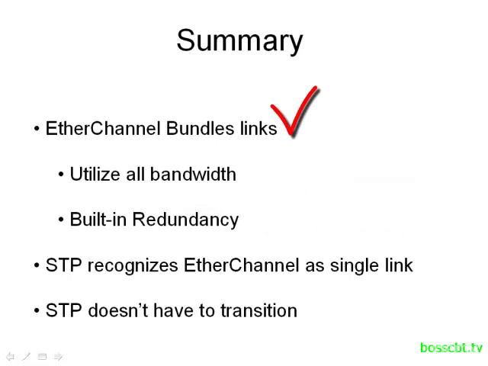Okay, so to summarize what we covered, we now know that EtherChannel bundles links together. And by doing that, it utilizes all the bandwidth of all the member links, and we also have now created this built-in redundancy. And so when we add spanning tree to the mix, spanning tree will recognize that EtherChannel is just a single link. And because of that, when a member of the EtherChannel does fail, spanning tree is not going to have to transition. That means we don't suffer through all of the downtime while spanning tree transitions from a blocking to a listening to a learning and eventually to a forwarding state. Okay? So that's it. That's how we can go ahead and help spanning tree by using EtherChannel.